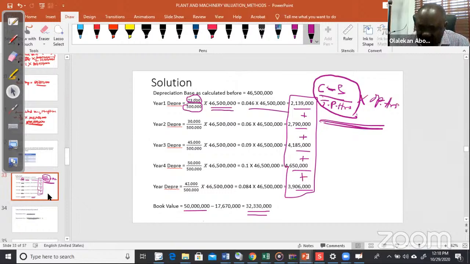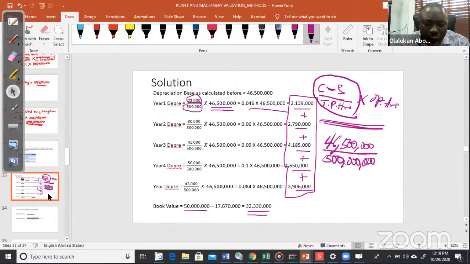Now, here, the first part, which is your cost minus scrap value, we have determined that to be what? 46,500, right? Million, divided by 500,000 hours. This will be depreciation per hour of production. When you now get this, just for year one, it will be multiplied by 23,000. For year two, it will be multiplied by 30,000. For year three, it will be multiplied by 45,000.